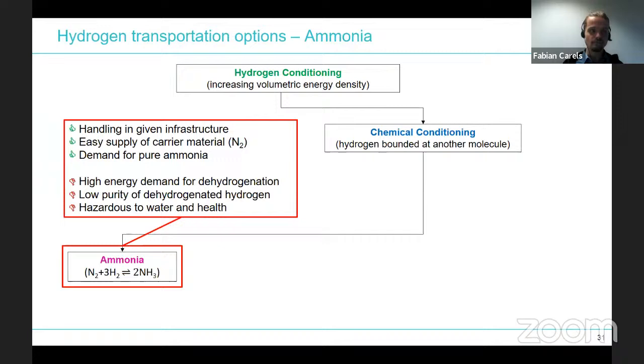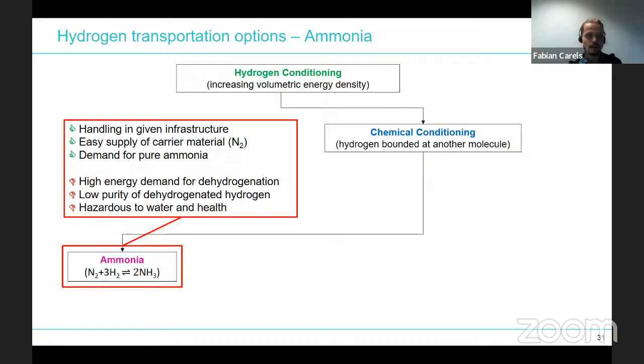If we look again at the pros and cons for ammonia, there is already an infrastructure existing for, as I said, the fertilizer industry mainly. The carrier substance, which is the nitrogen, can be supplied easily. And there's a huge demand for pure ammonia, which means that if we use ammonia as a hydrogen carrier, we could also use the ammonia directly and supply the existing demand. On the downsides, we see that we have a high energy demand, especially for the dehydrogenation, and we have high energy losses during the ammonia synthesis.